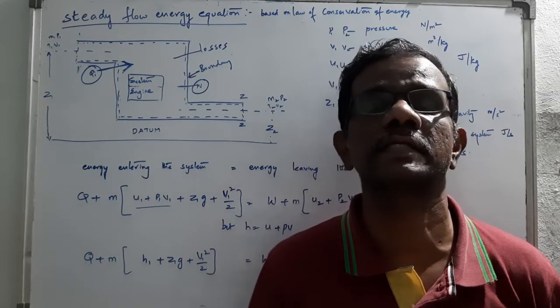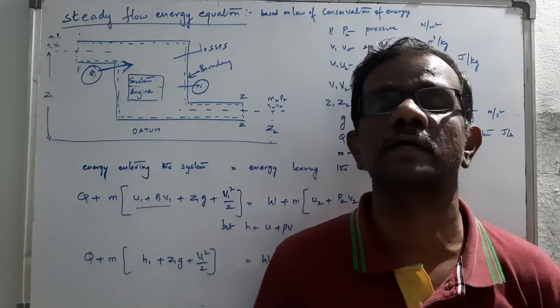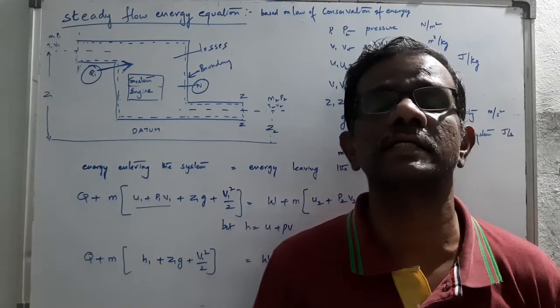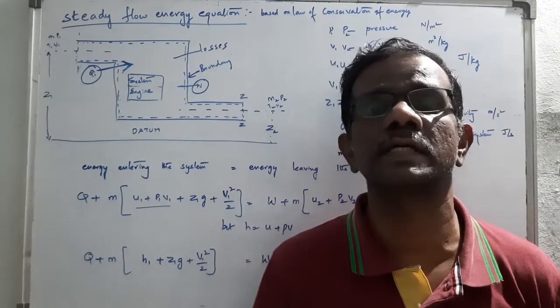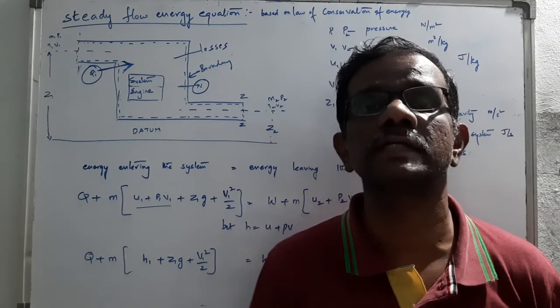transfer. So energy is neither created nor destroyed, but one form of energy can be converted into another form. So the first law states that heat and work are convertible. The cyclic integral of work transfer is equal to the cyclic integral of heat transfer.